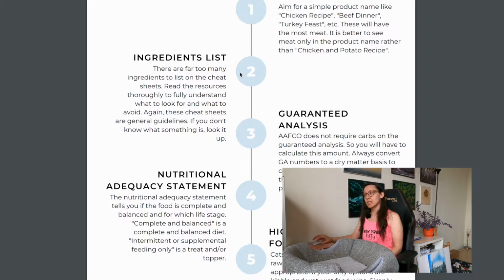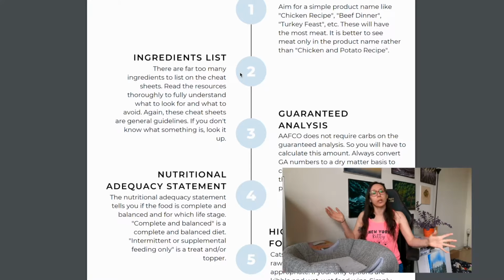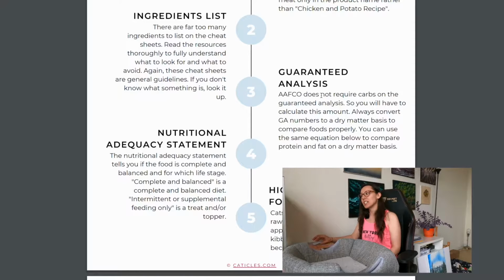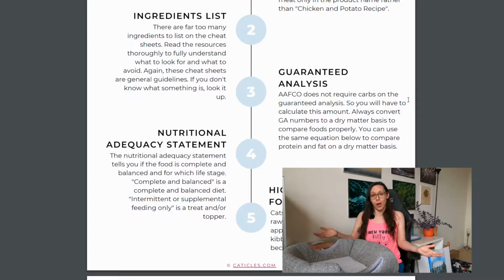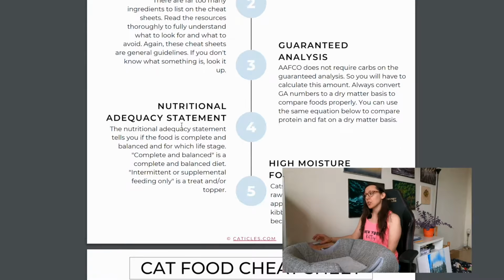It's better to see that than chicken and potato or beef and rice, for example. Next, the ingredients list. There are far too many to avoid than I can include on the cheat sheets, but the ones that I've included are the most common that you want to avoid. If you don't know what something is, look it up. Next, the guaranteed analysis. AAFCO does not require carbohydrates on the guaranteed analysis, so unfortunately we have to calculate this on our own.